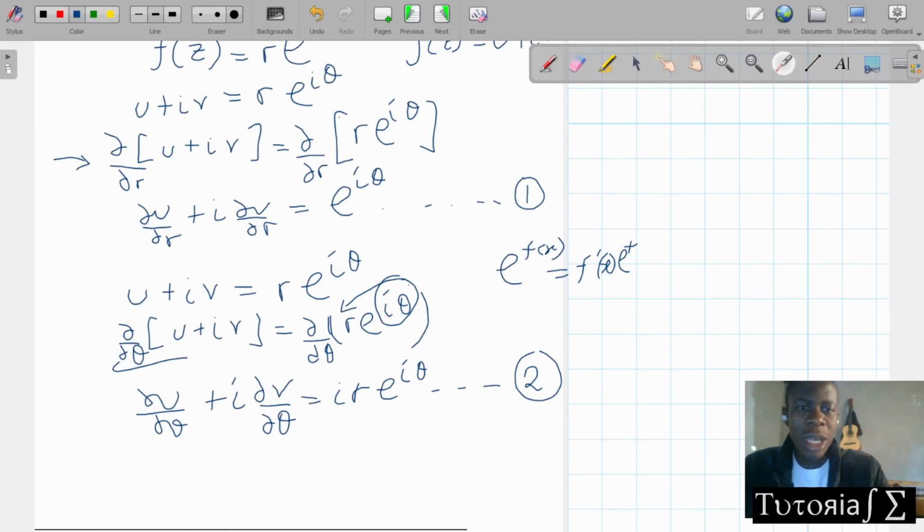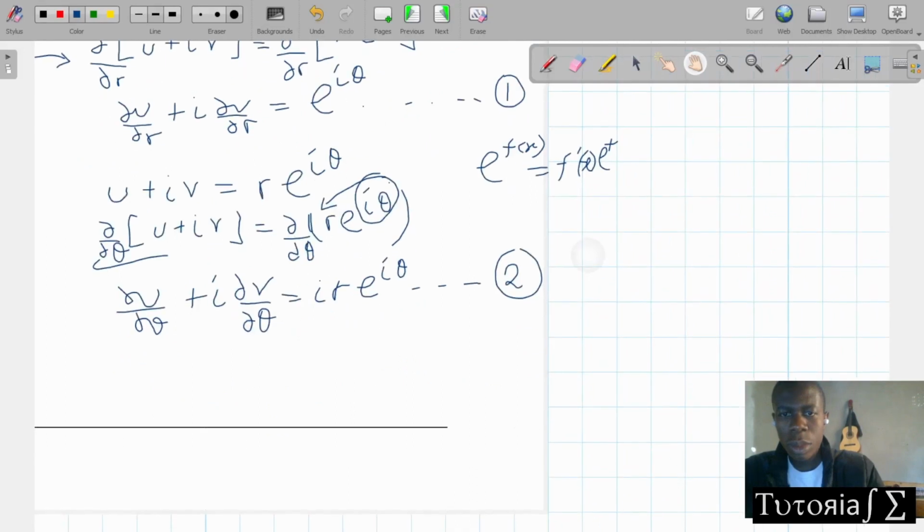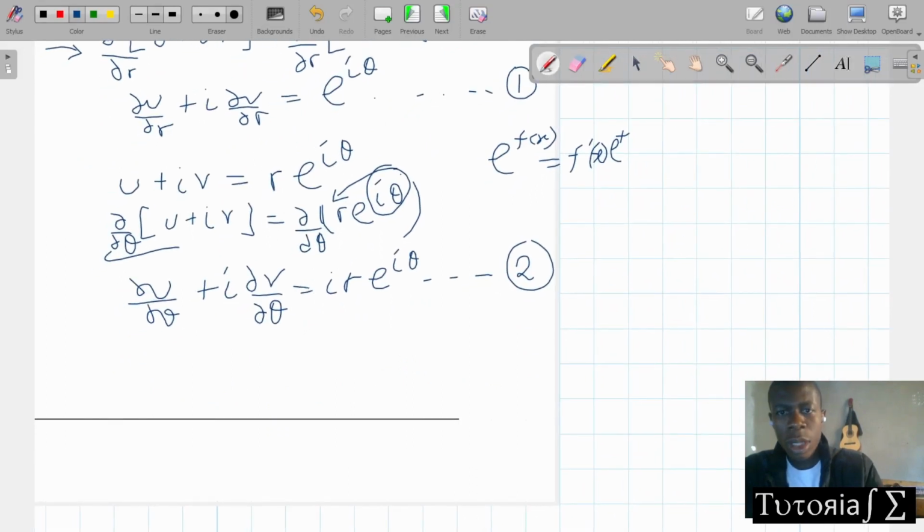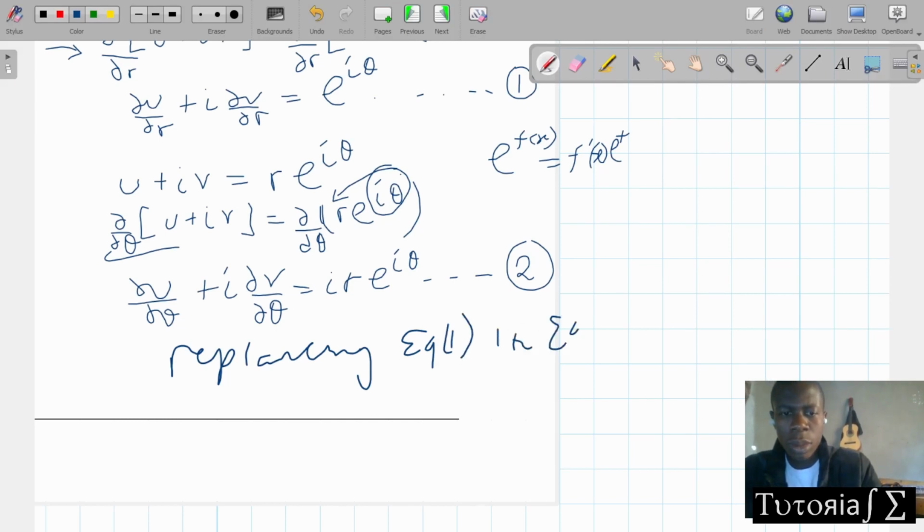So we're going to do that. So replacing equation 1 in equation 2, we're going to have, so this is this part of this equation. So we write equation 2, then here that's where we're replacing.